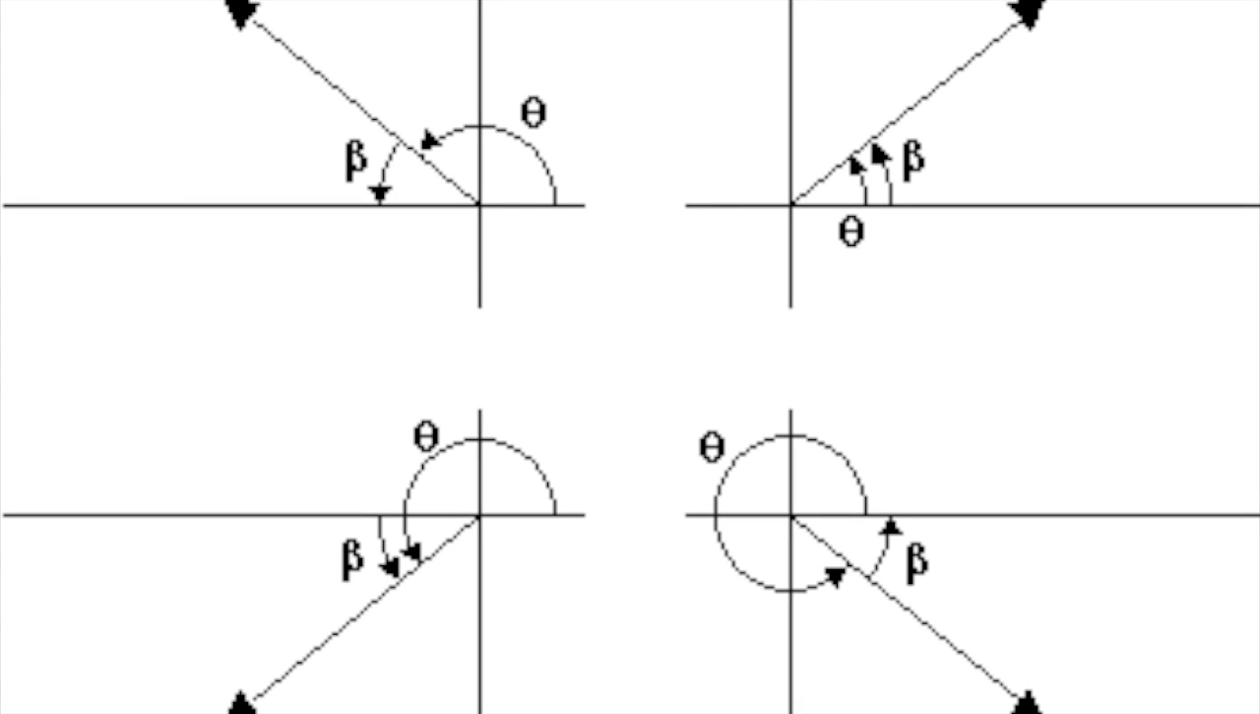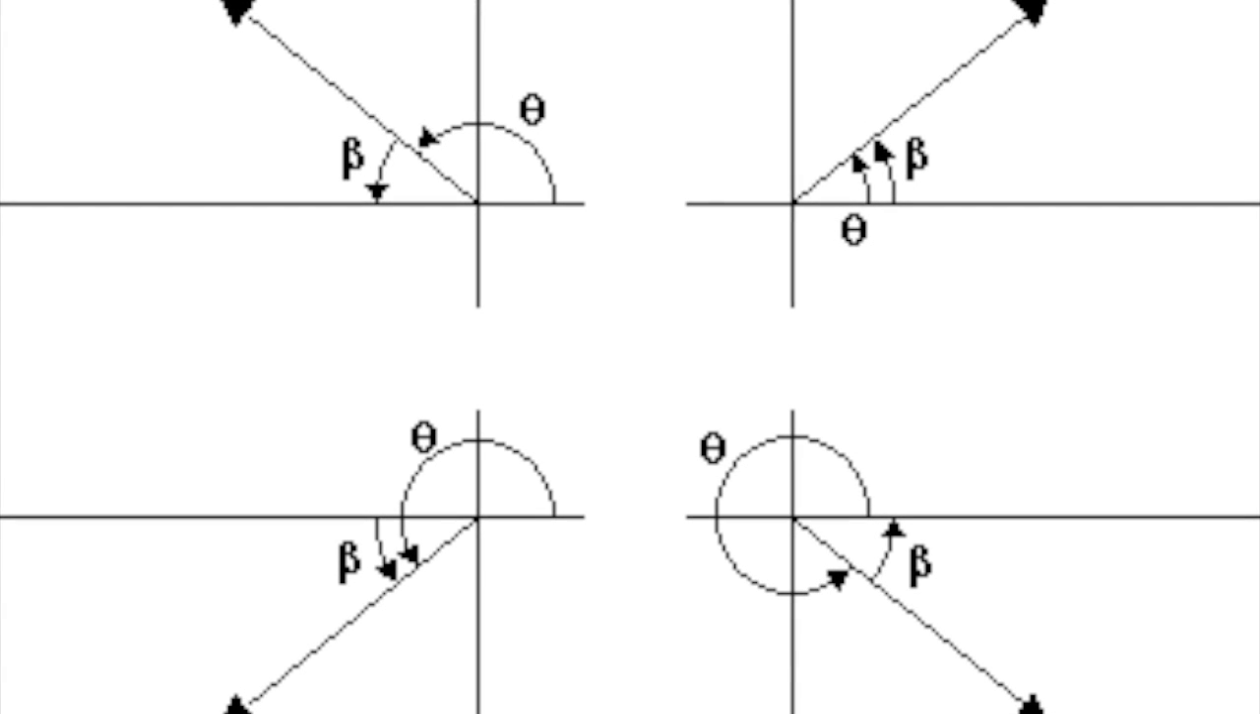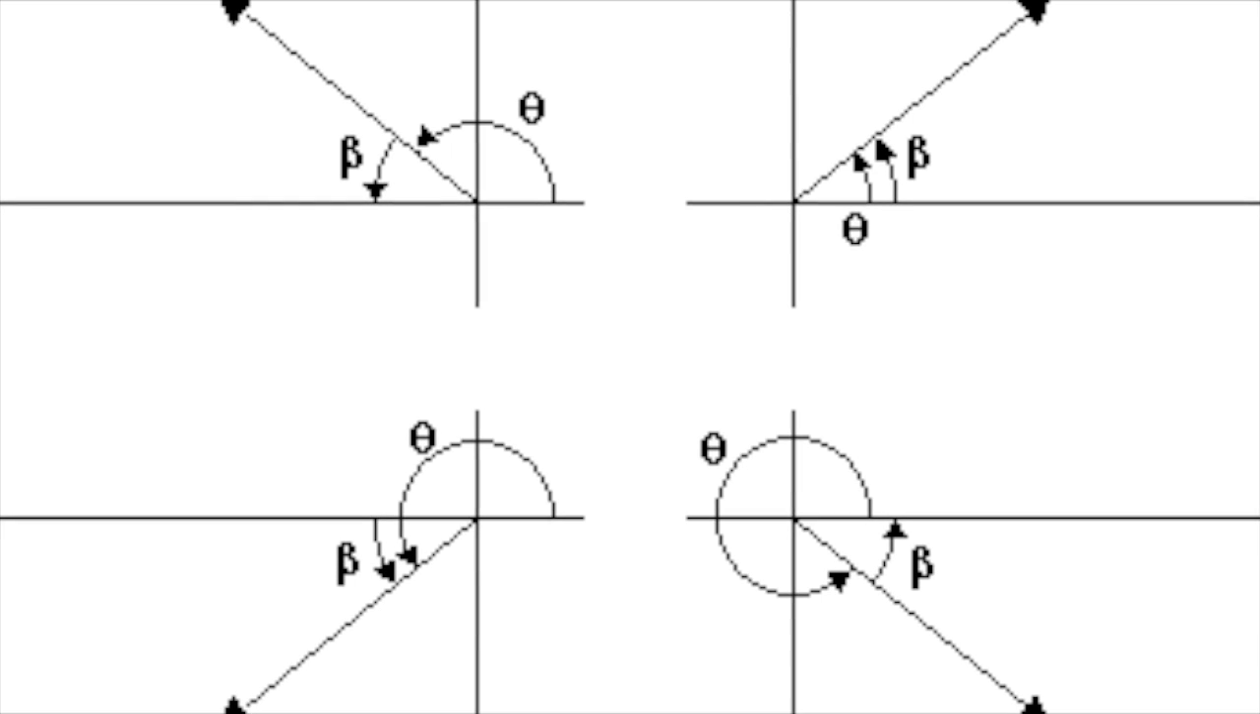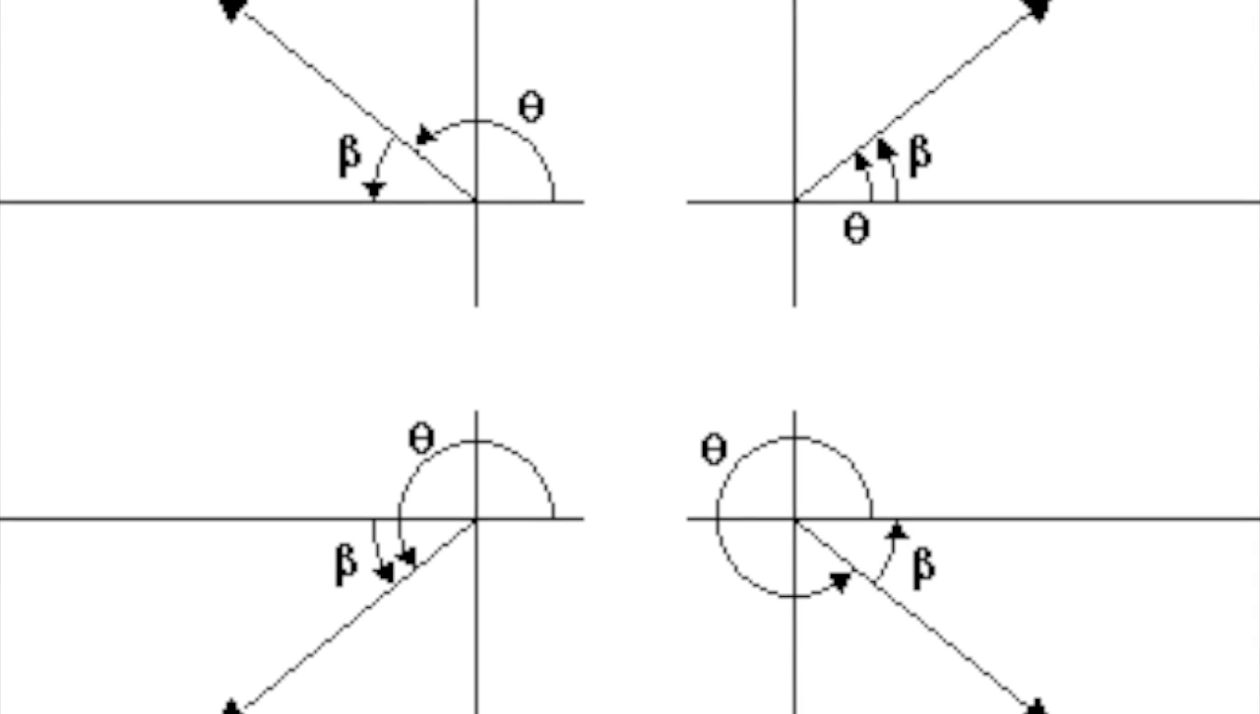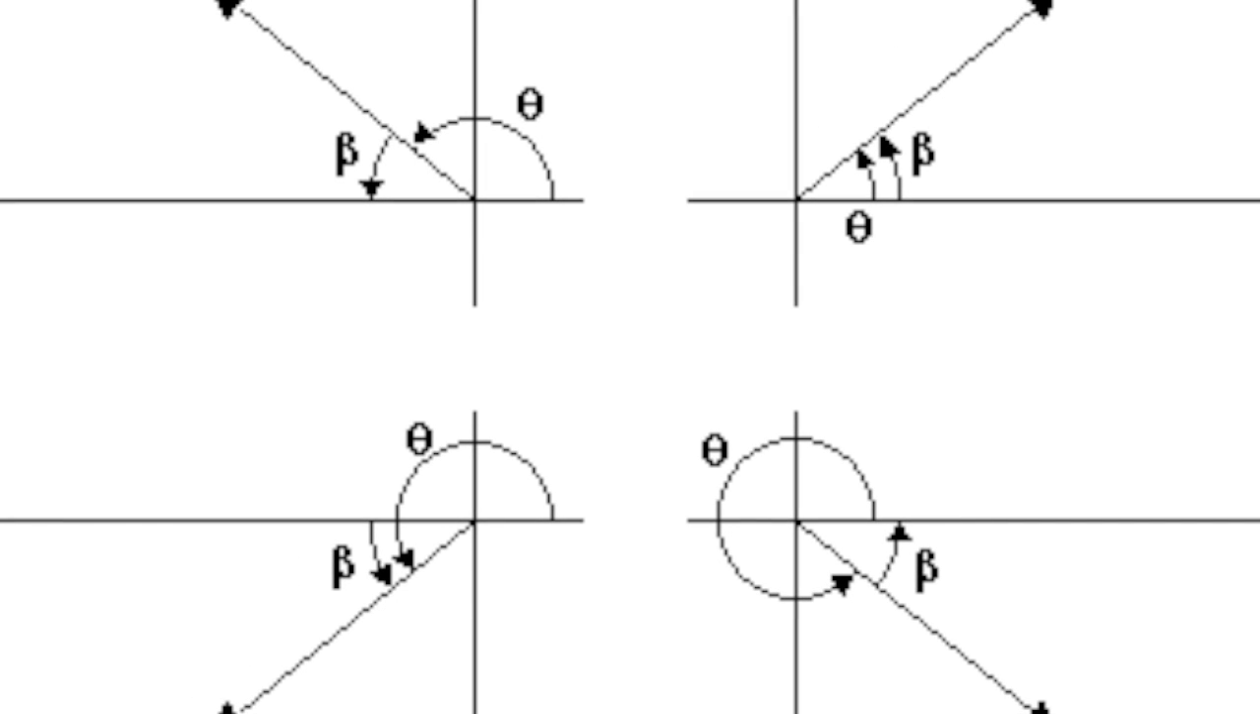Looking at the bottom left image, you can see that the terminal side of theta falls in the third quadrant. Theta prime is the angle that is formed by the terminal side of theta and the horizontal x-axis. You can also find the measurement of theta prime when the terminal side of theta falls in the third quadrant by subtracting 180 degrees from the measurement of theta.